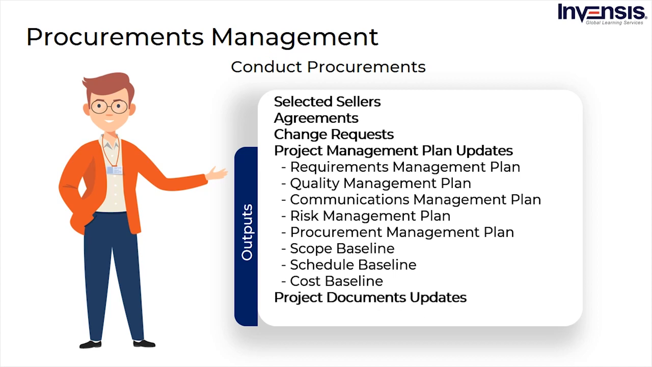Next, we have project document updates that include lessons learned register, requirements documentation, requirements traceability matrix, resource calendars, risk register, stakeholder register. In the end, we have organizational process assets updates. The last knowledge area that includes execution is managing stakeholder engagement.